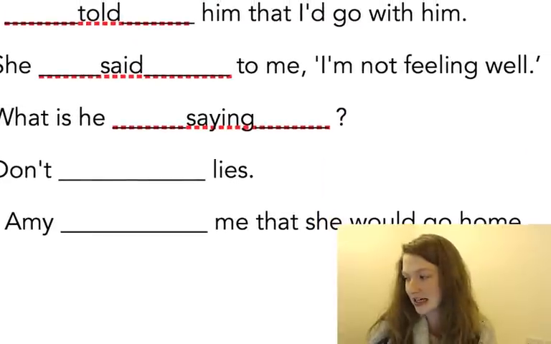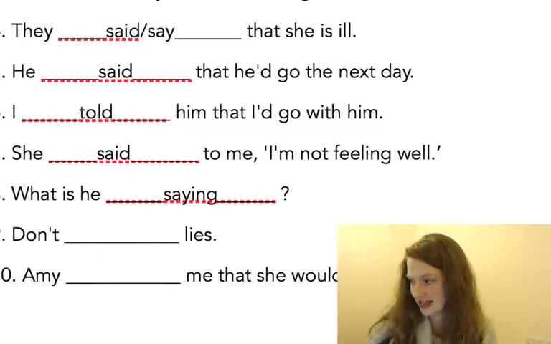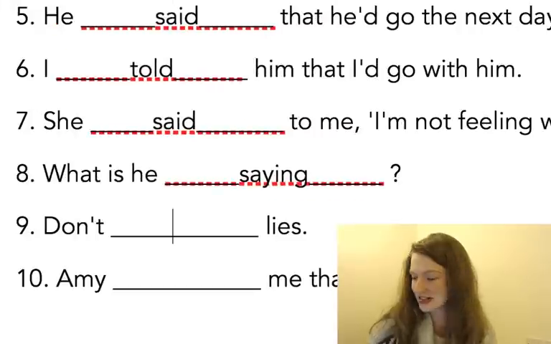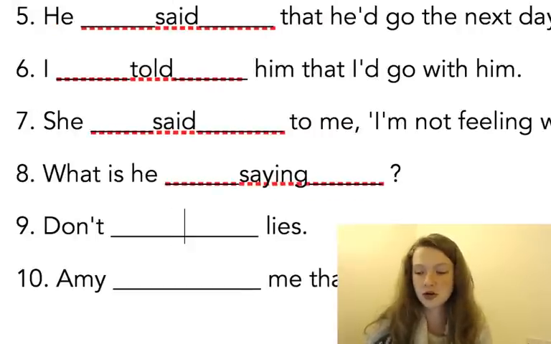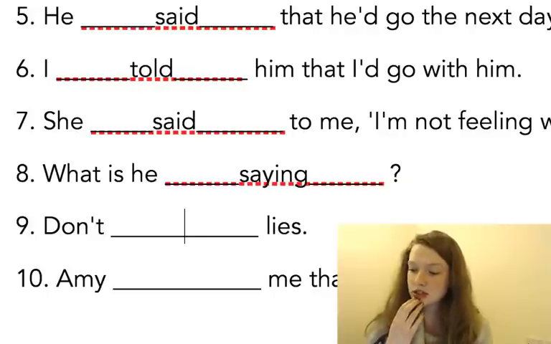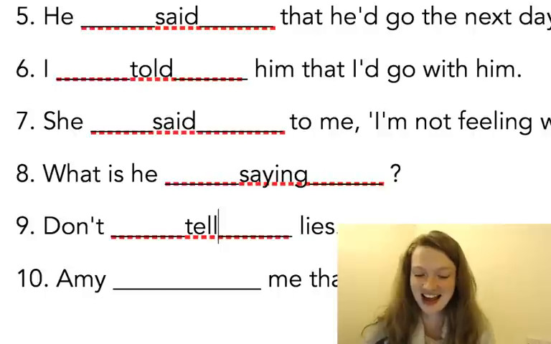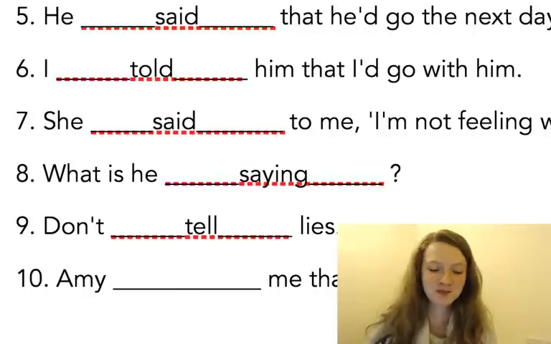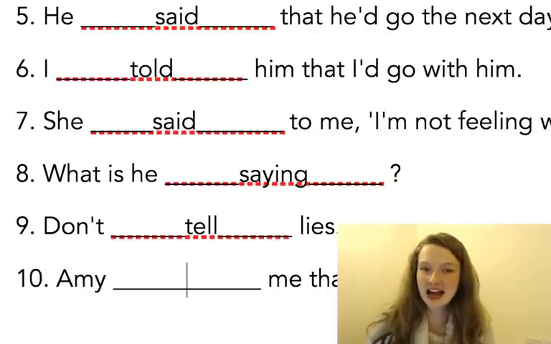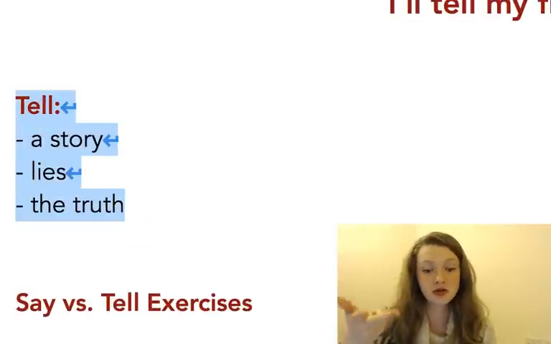Then we have number 9. I may have to move my fat head. The document's so strange today. There we go. So we've got number 9. Don't what? Think about it. Don't tell lies. So I said, don't tell lies, Emma. I will try not to. Don't tell lies. Remember tell? Because tell goes with a story, lies, and the truth.